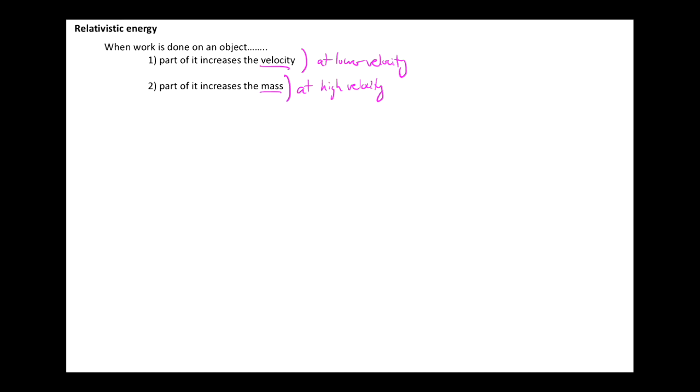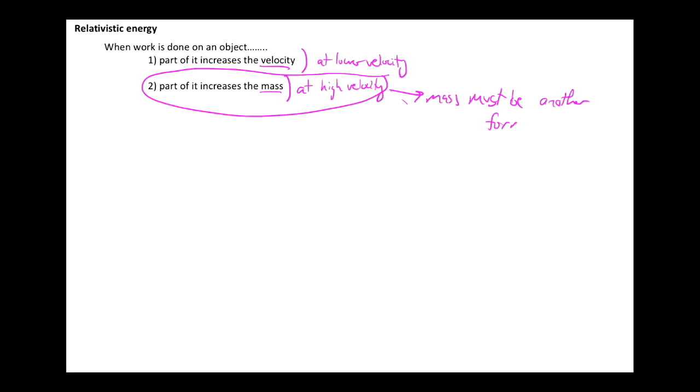Which brings us to this equation and means that mass must be another form of energy. If I do work, I can turn it into kinetic energy, but I could also turn it into mass. Remember, work is just how we transfer energy between things. The logical conclusion is that mass is another form of energy, which means there is something known as relativistic energy.